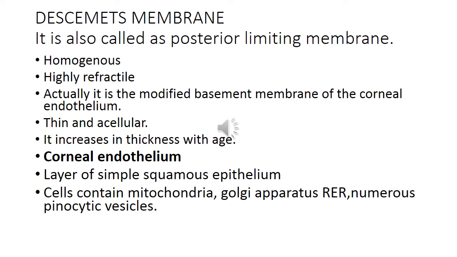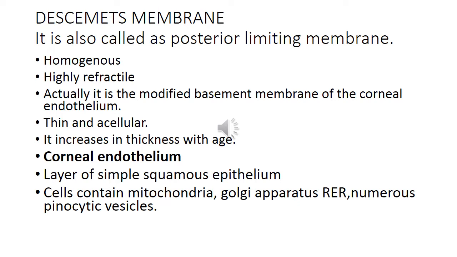Now, coming over to the Descemet's membrane, it is also called the posterior limiting membrane. It is a homogeneous, highly refractile, thin acellular layer. It is also the modified basement membrane for the corneal endothelium. The Descemet's membrane varies in thickness in newborns. However, it slowly thickens with age and may attain a thickness of about 17 micrometers in old people.